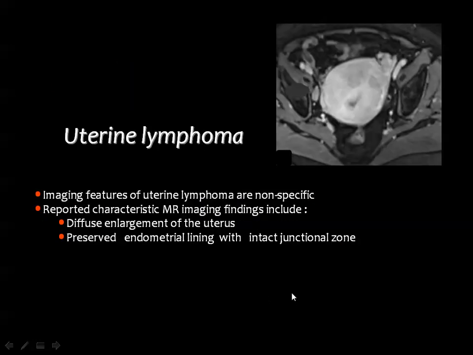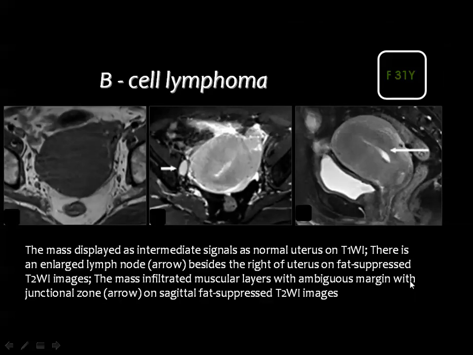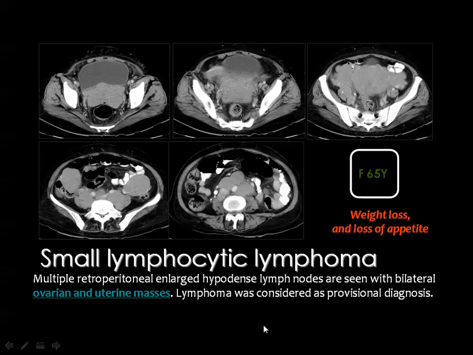But they say that if you see that the uterus is diffusely enlarged and the endometrial lining as well as the junctional zone are more or less preserved, you may think of this. And this is an example. You see diffuse uterine enlargement, and then the T2 weighted image. This is not, of course, fibroid, and you can see the preservation of the endometrial cavity to some extent, and this was proved to be a B-cell lymphoma.